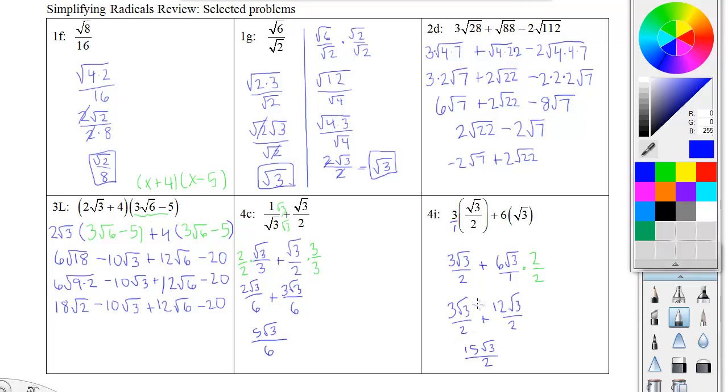So that was a sample of 6 problems from the Simplifying Radicals assignment for pre-calculus, and I hope that was helpful. You can always come by to get more help, but hopefully by watching those you can get most of your questions answered on any of the other problems.